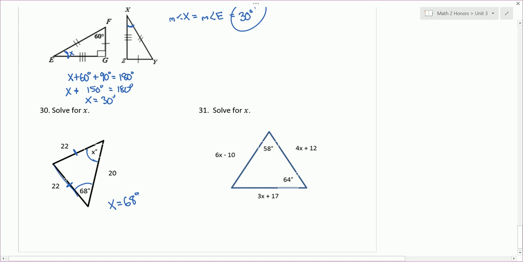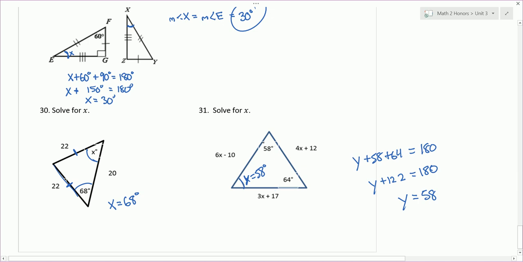For 31, nothing seems obvious yet, but let's find our missing angle. Let's call it angle x for right now. Oh, don't use x, actually. X is already used. Let's say angle y. y plus 58 plus 64 is 180 degrees. 58 plus 64 is, so 8 plus 4 is 12, carry the 1, and you get 122. Subtract 122 from 180, and you have 58 degrees. So we got 58 degrees here.